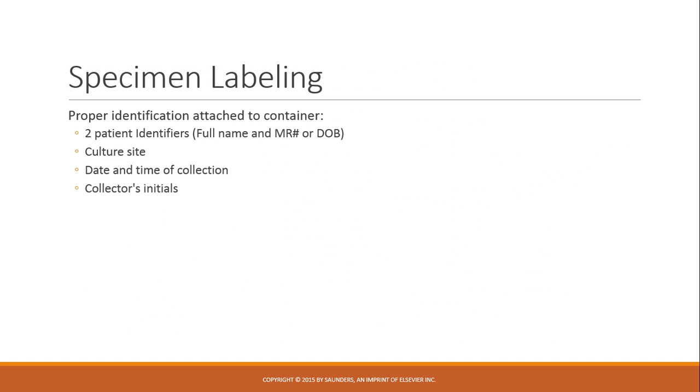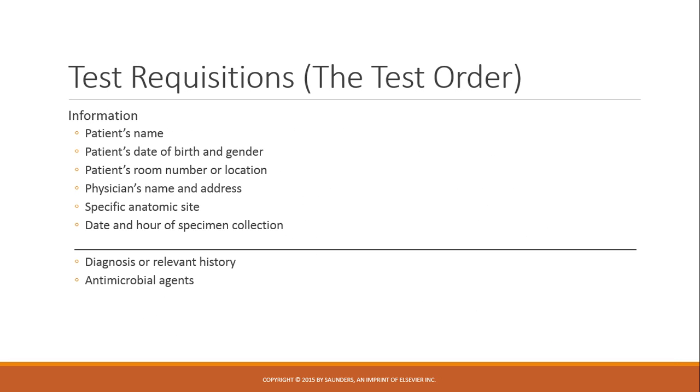Okay, so once you've collected the sample, the next thing that should be done, because you're probably not collecting it, is to label it with your patient identifiers. You want to put the culture site on there, the source of the sample, the date and time of collection, and the collector's initials, in case there's any problem, so we can contact who collected that sample.